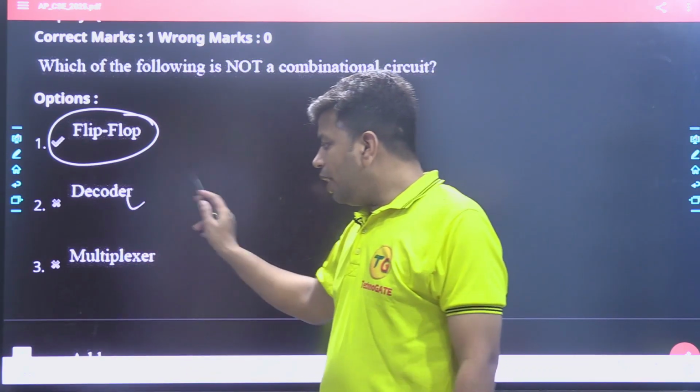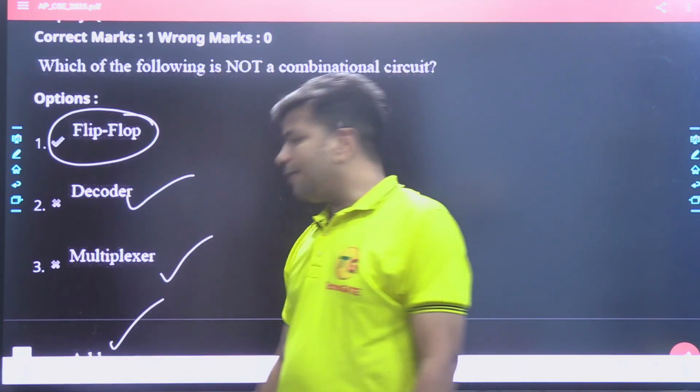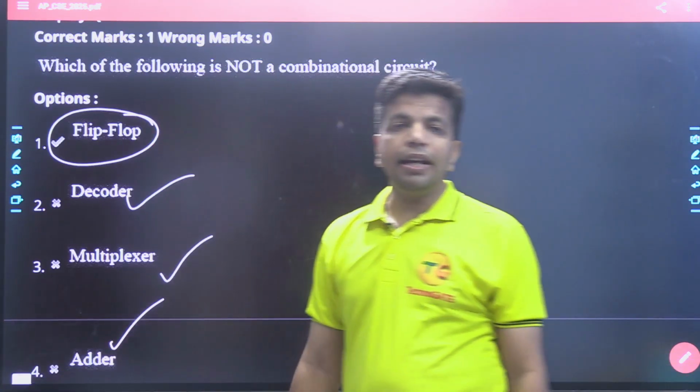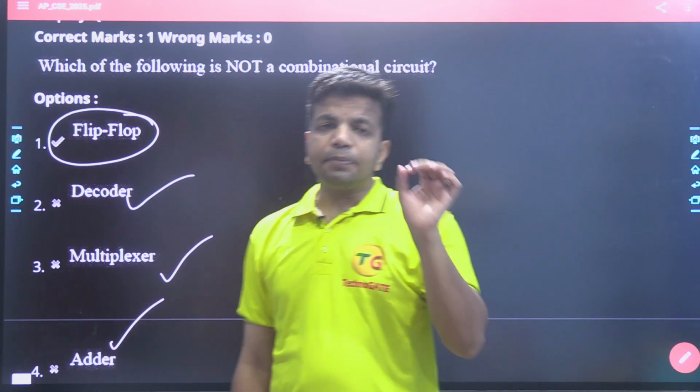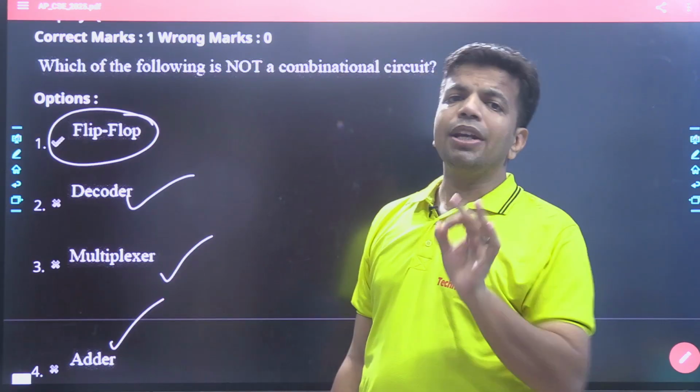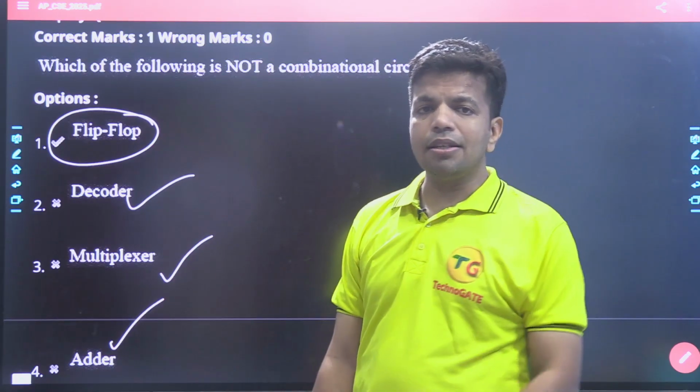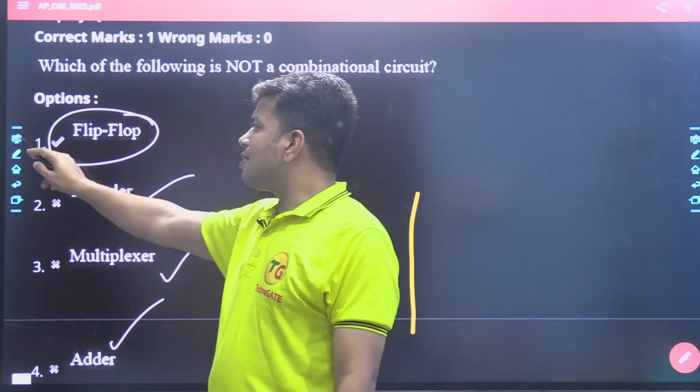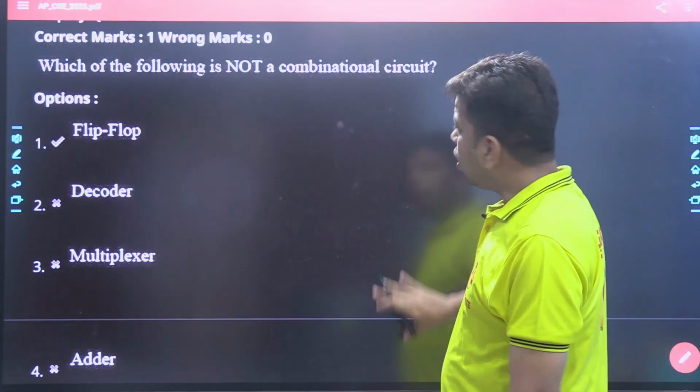While in the decoder, multiplexer and adder, we are not using output as feedback, so that's why they are combinational circuits. So you can go with the first answer, flip-flop is not a combinational circuit.